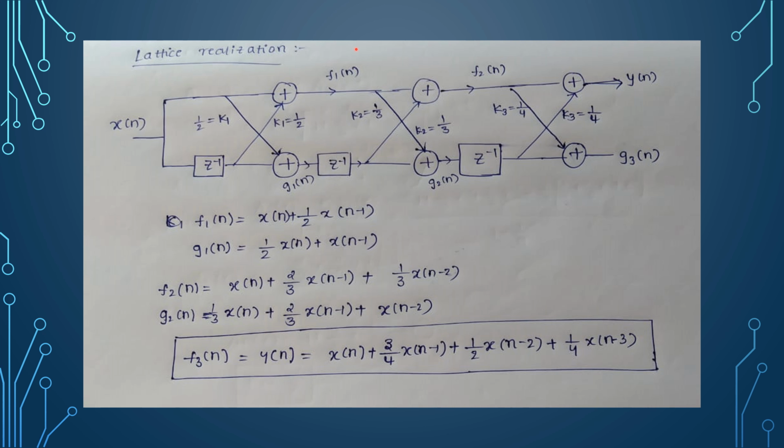By substituting f1(n) and g1(n-1), we can get f2(n) as x(n) + 2/3 x(n-1) + 1/3 x(n-2). And the output of this lattice structure is y(n), which is equal to f2(n) + k3 g2(n-1). By substituting f2(n) and g2(n), we can get y(n) as x(n) + 3/4 x(n-1) + 1/2 x(n-2) + 1/4 x(n-3).